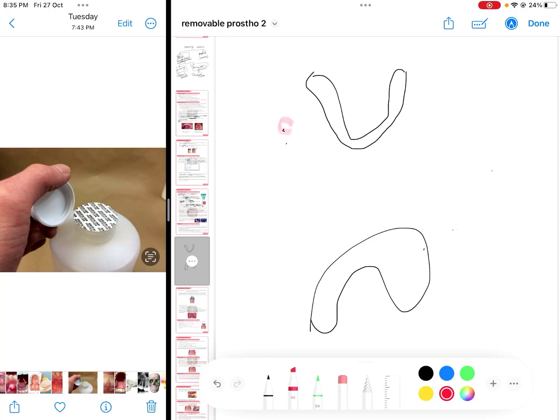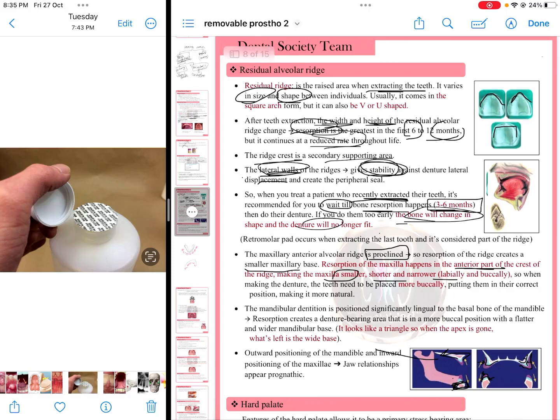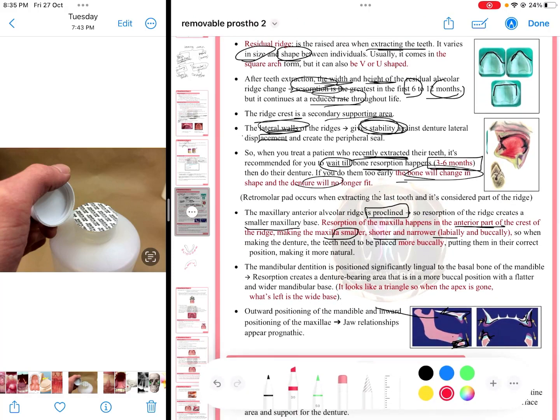Now I want to place the teeth in their original space here, so I must place them more buccally. We place them back to the place where the resorption happened. And the opposite is the mandible, because the mandible resorbed from the lingual side, so I have to place the teeth more lingual to their original place. And this is what is written here, that we need to place the teeth more buccal in the maxilla, putting them in the correct position, more natural.